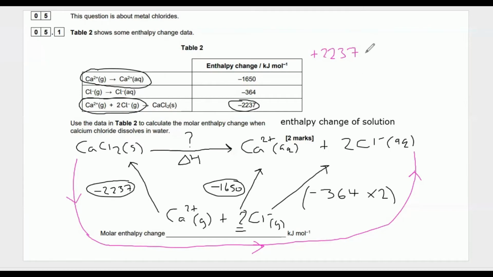Because look at my arrows, they're going in opposite directions. Now my purple arrows go in the correct direction with the enthalpy of hydration. So we're just going to go 2237 minus 1650, or plus minus 1650, however you want to write it, plus minus 364 times 2. Smash that all in your calculator, and you're going to get your answer for 2 marks. And you should get an answer of minus 141 kilojoules per mole. And there you go.